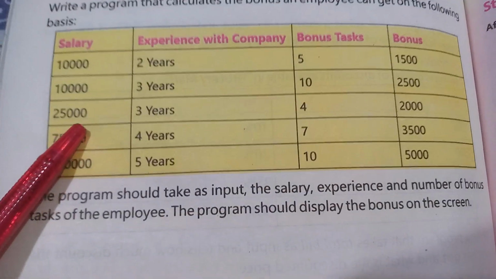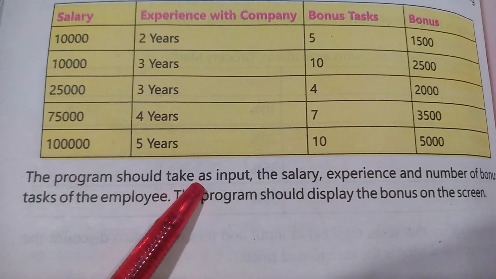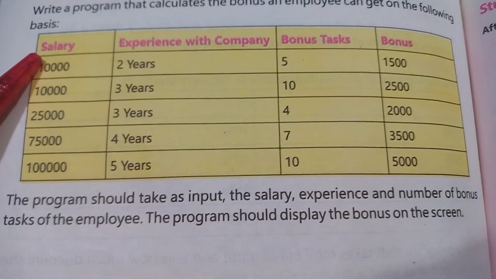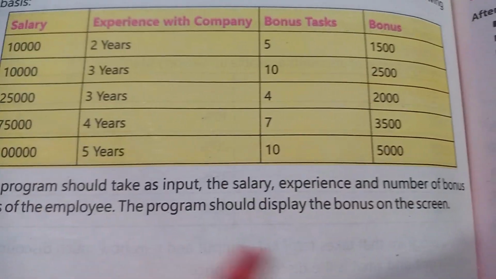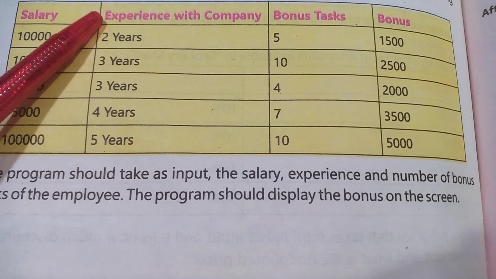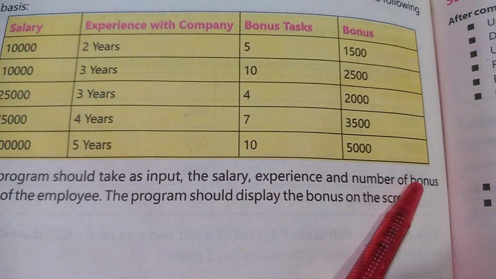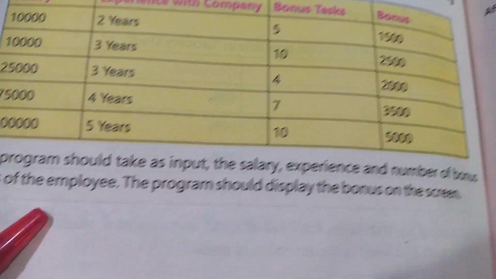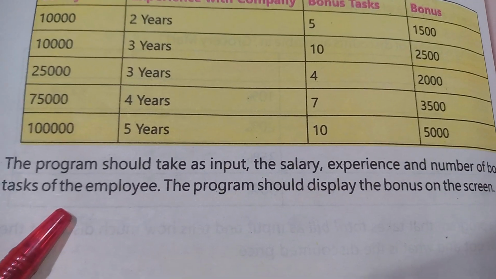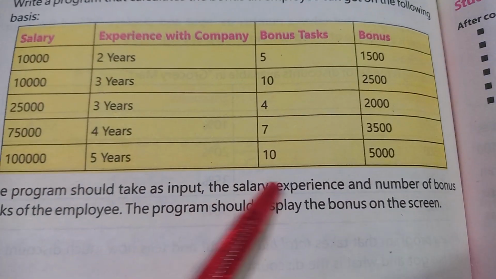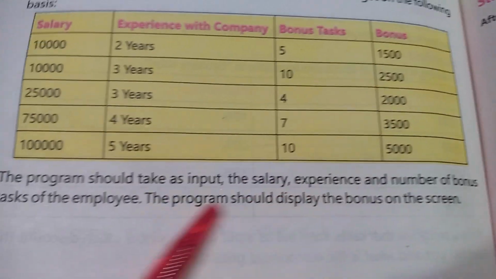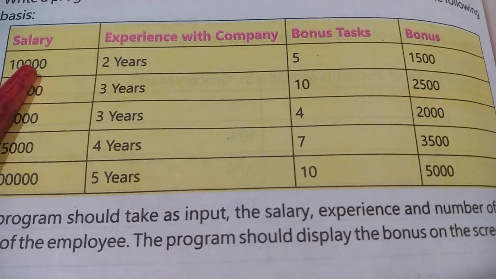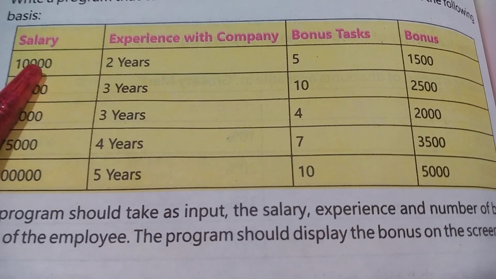After this information, this statement is given: the program should take this salary as input. Different ranges of salaries are given, different values of experience are given, and different values of bonus tasks are also given. So we will declare these 3 variables: number 1 salary, number 2 experience, and number 3 bonus task. And then we will calculate if all the conditions are true.